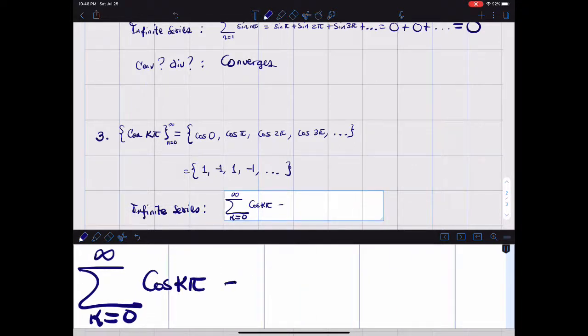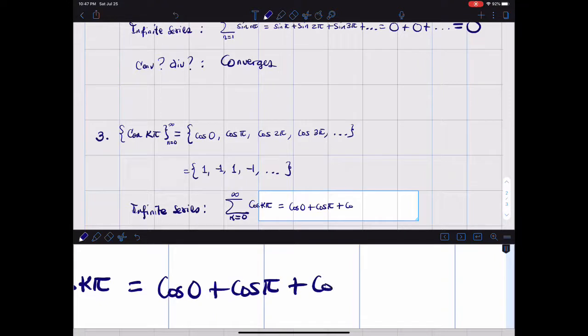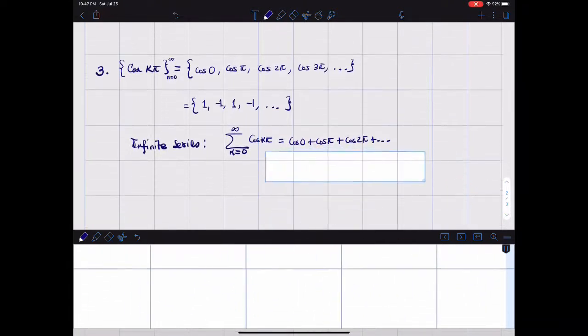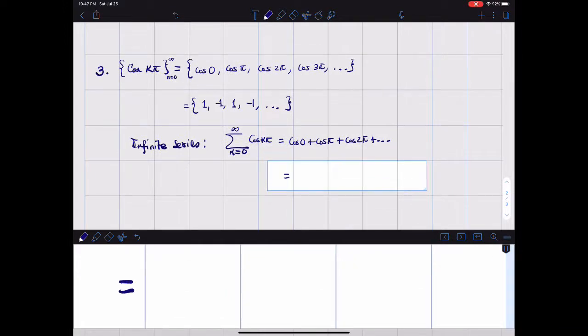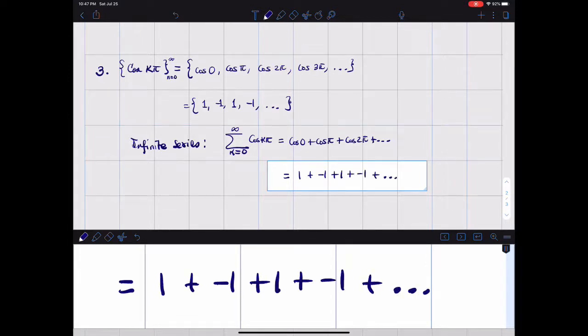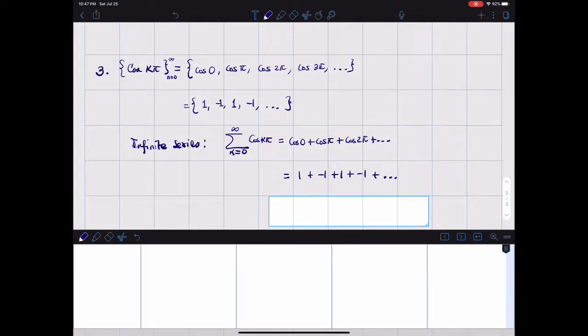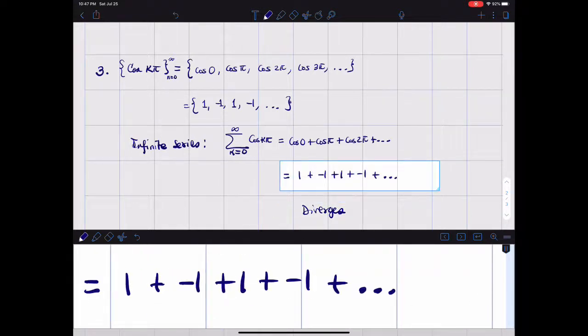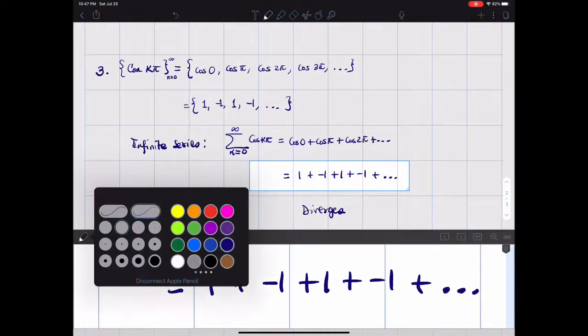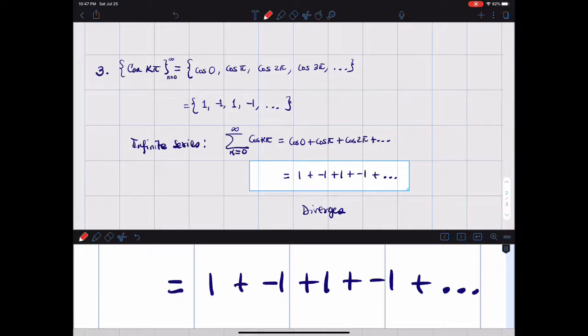Right? So this is going to be cosine of 0, cosine of pi, plus cosine of 2 pi, etc. So this is 1 plus negative 1 plus 1 plus negative 1 and so forth. This actually diverges because it doesn't add up to anything. So think about it. It doesn't go to infinity, but it doesn't add up to anything.